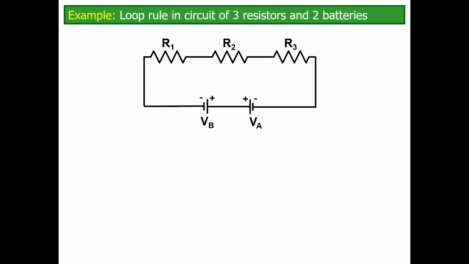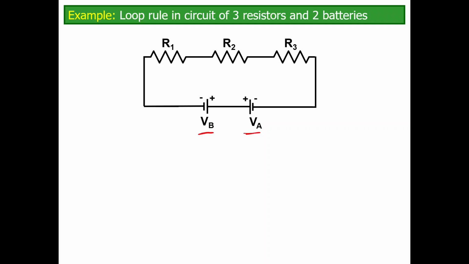So each of these power supplies is facing the opposite direction. So these two voltage sources are actually working against each other. So I don't actually know which direction the current is going to flow in the circuit.